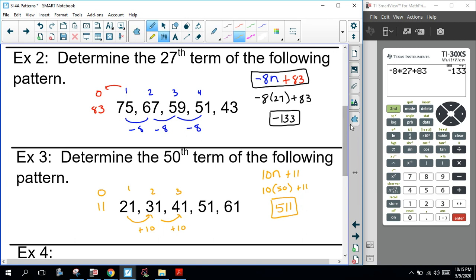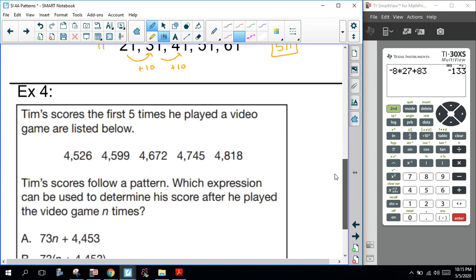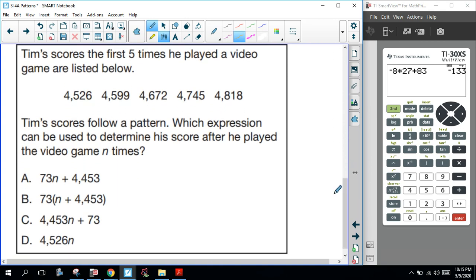Now, some of these you could probably do in your head somewhat quickly, but if I ask for like the 1000th term of a pattern, this expression is going to come in really handy. So keep in mind, we need to be able to write those expressions each time. All right, example 4. Tim's scores the first 5 times he played video games are listed below. Tim's scores follow a pattern. Which expression can be used to determine his score after he played the video game n times?